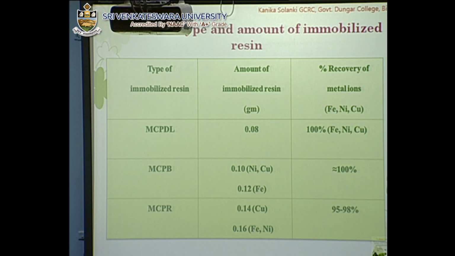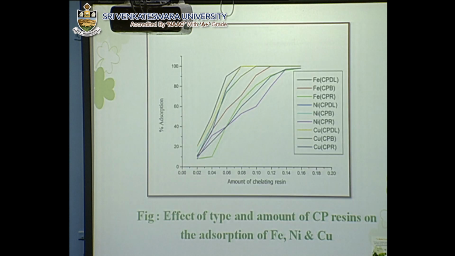As you can see in the table, the Calotropis procera dry latex is better as compared to modified bark and root. In the case of Calotropis procera dry latex, we are able to recover 100% of the metal ions using 0.08 gram of the resin. This is the graphical representation of the data.